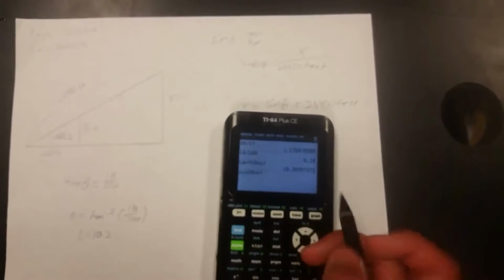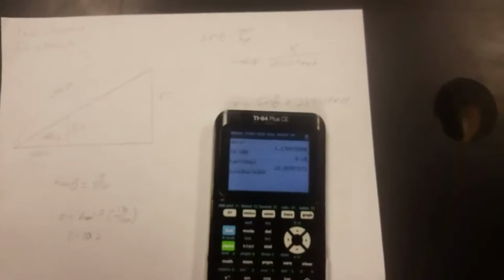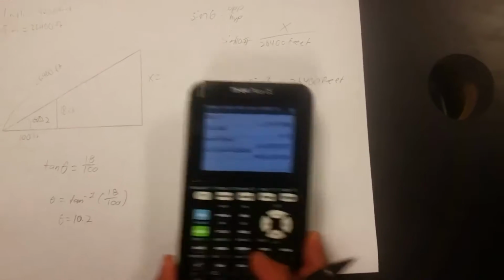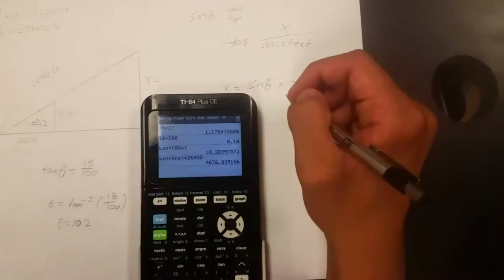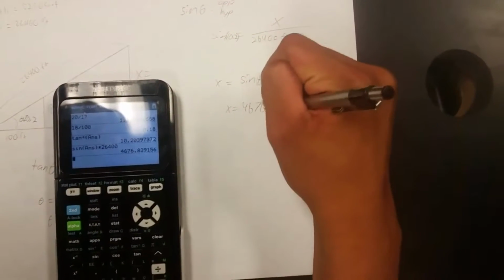We get sine of theta, which we found from tangent, multiplied by 26,400, and we get 4,676. X equals 4,676 feet.